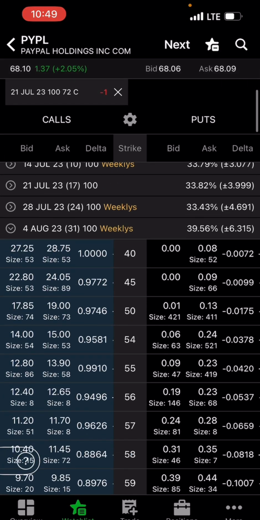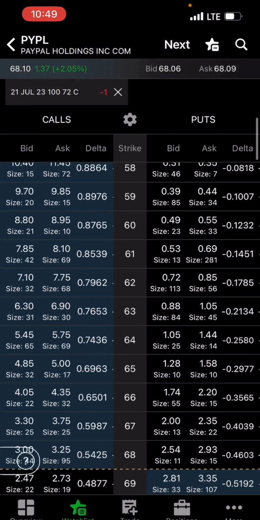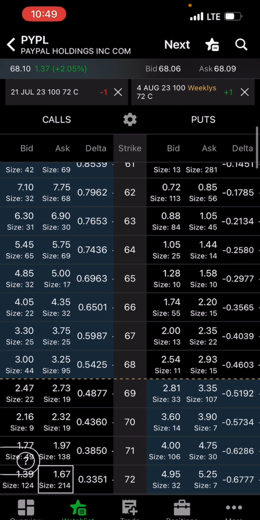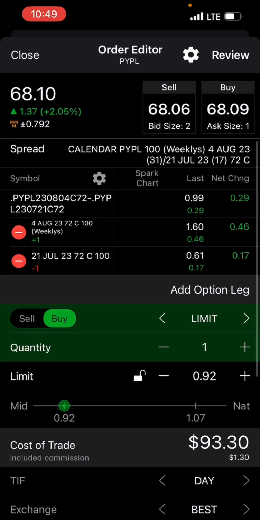And then for August 4th, I'm going to buy the same strike, okay? And this is trading for about 0.92, okay? This can trade up to 72, and we can just close the trade out for a 30% profit, which is usually what I look for on these pre-earnings calendars.